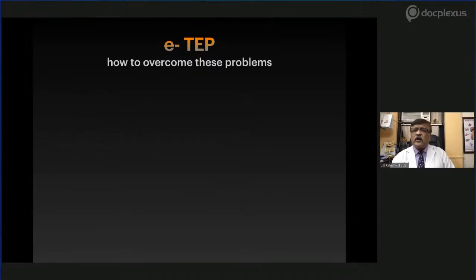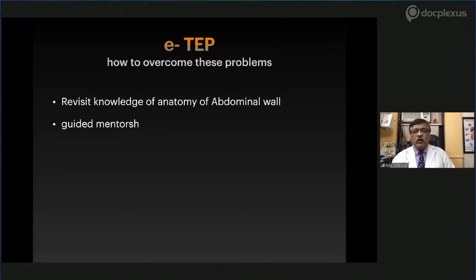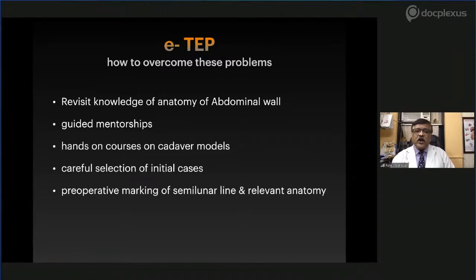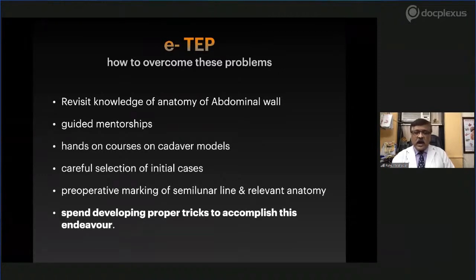Now, how to overcome these problems of E-TEP? You have to revisit the knowledge of anatomy of the anterior abdominal wall. Guided mentorship is required, and hands-on courses on cadaver models are a necessity of the time, and careful selection of initial cases is a must to start with for E-TEP procedures. Preoperative marking of the semilunar line and relevant anatomy is a must. And you have to spend time developing the proper tricks to accomplish this particular endeavor.